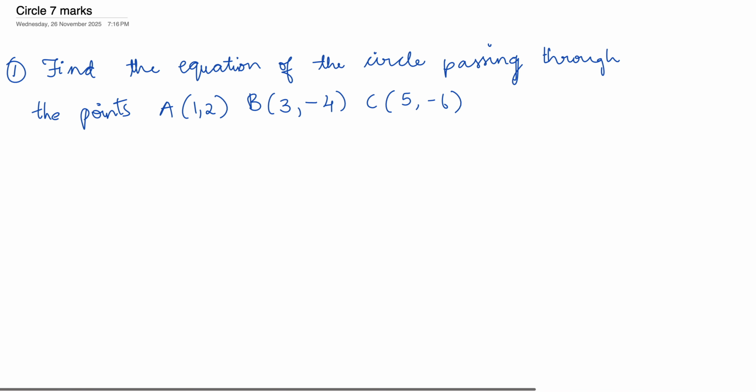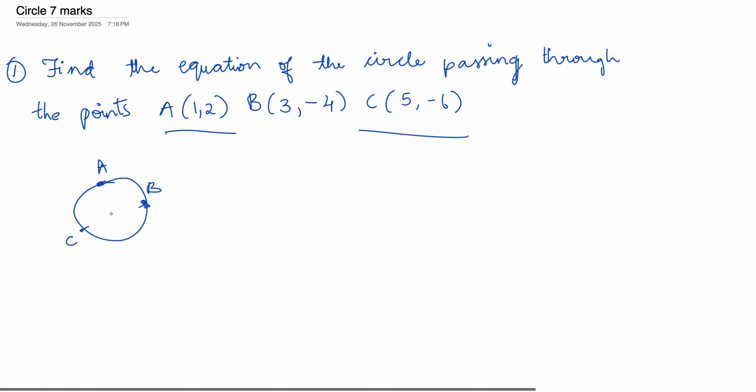The first question is, find the equation of the circle passing through the points A(1, 2), B(3, -4), C(5, -6). So the circle passes through these points. Now we have a circle here. It passes through these 3 points. Let us assume the point A is here, B is here, and C is here.